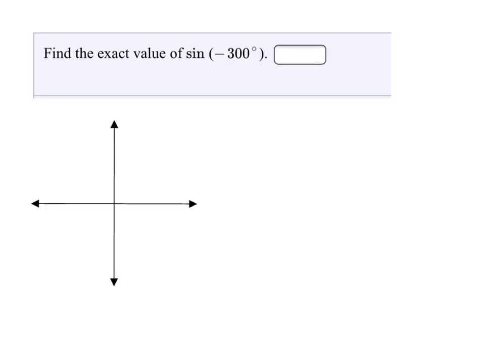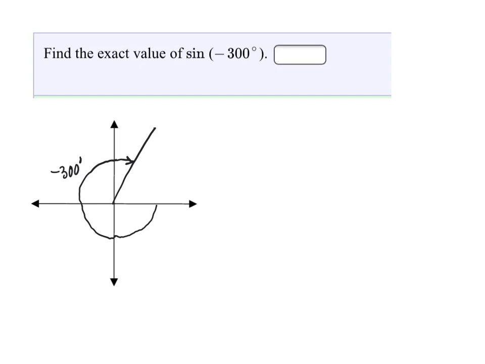Another example, the sine of negative 300. Remember that negative is the direction we're going, and in this case, negative is clockwise, so I'm going to go negative 90, and another negative 90 makes negative 180. Another negative 90 makes negative 270, and I need to go another 30 degrees to get negative 300. So this is negative 300 degrees.